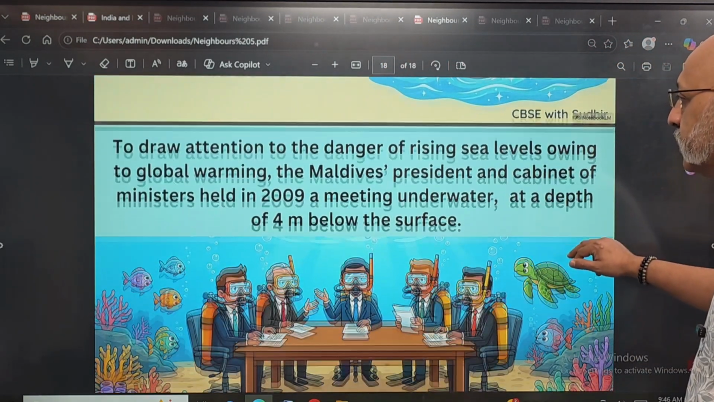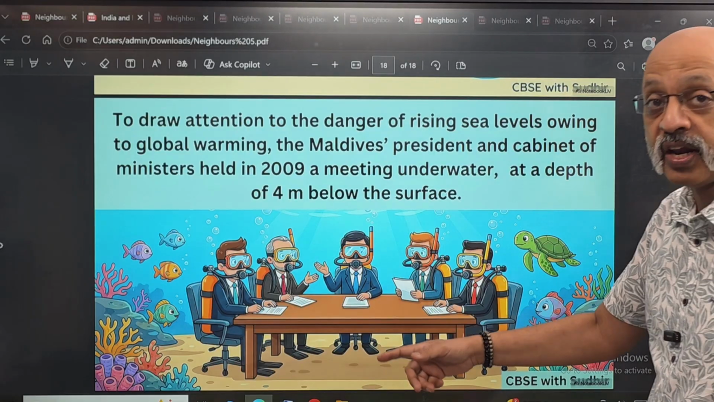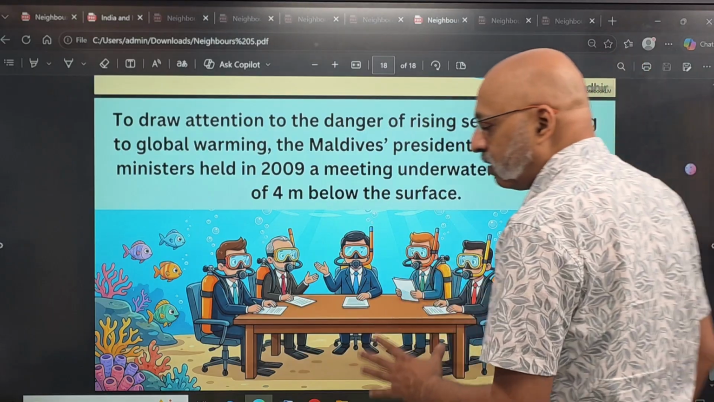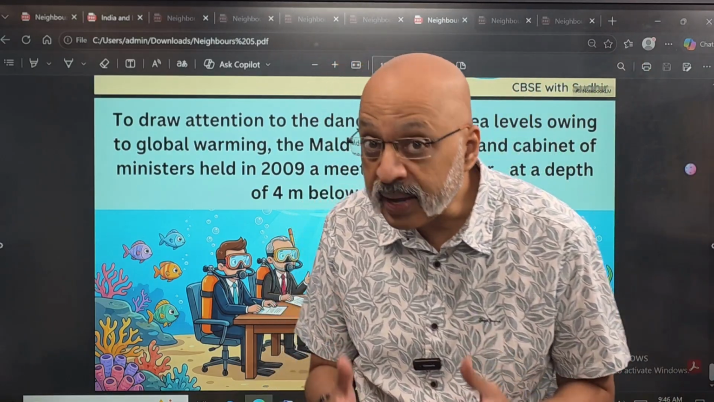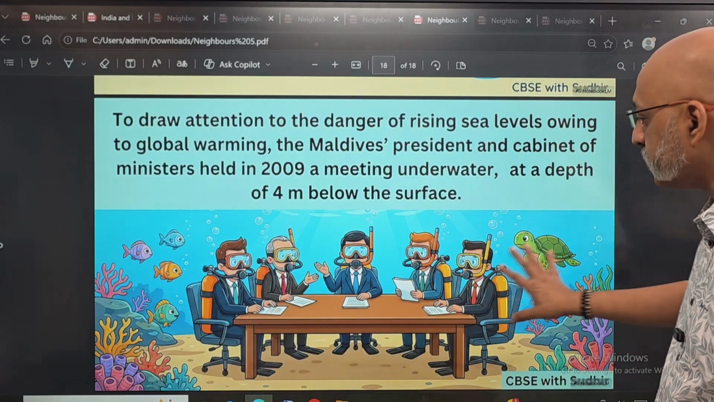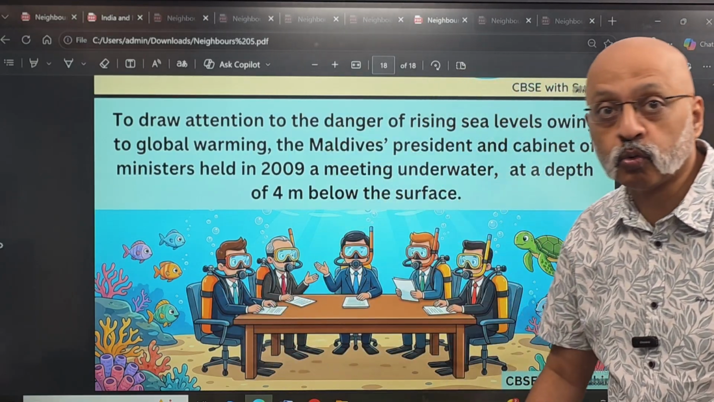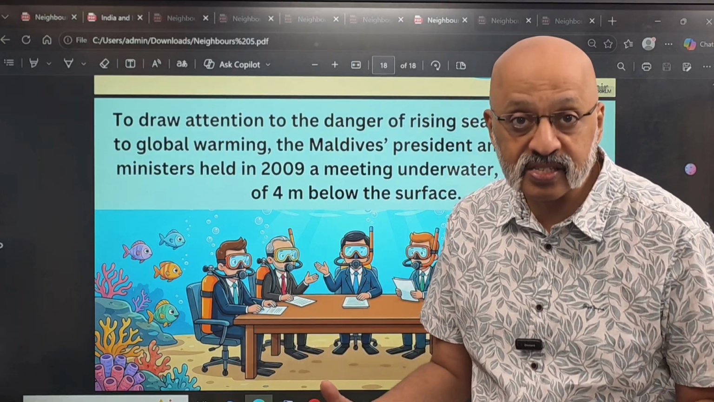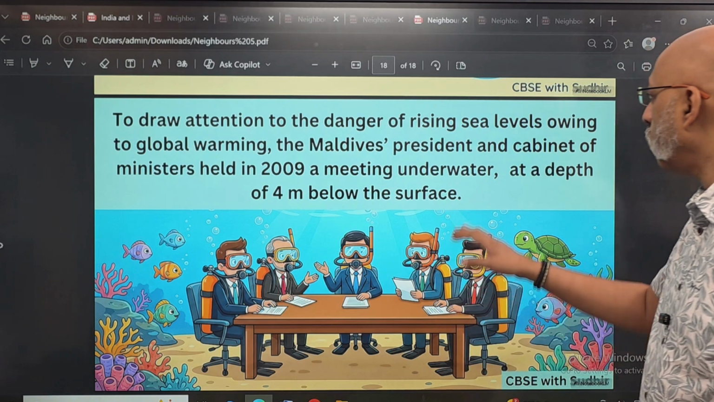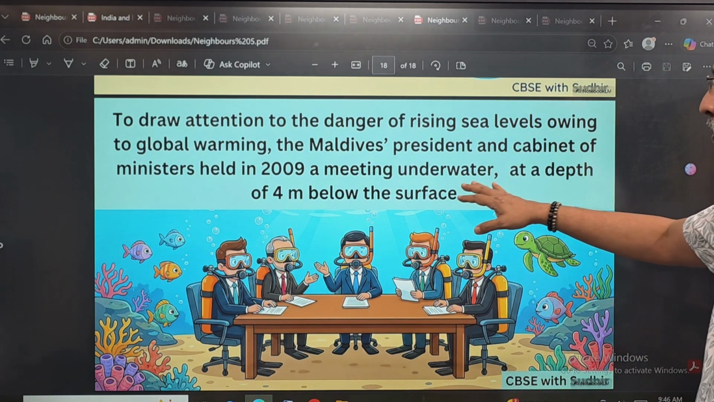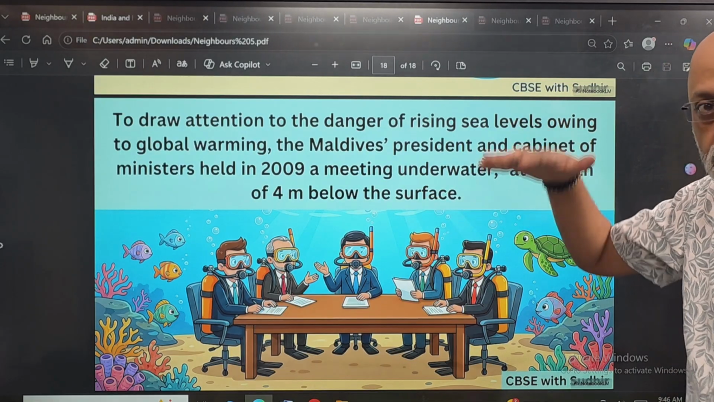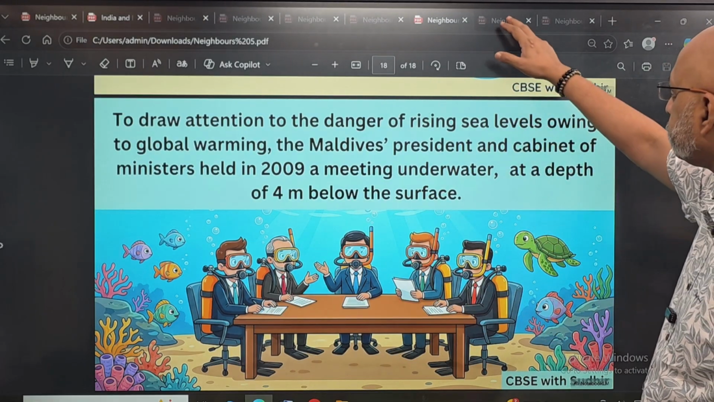To draw attention to the danger of rising sea levels, oh, this is something very interesting. You should go and Google it and read more about it. In order to convey that global warming is a major threat, what the cabinet in Maldives did in 2009 was that they held a cabinet meeting underwater. It was a majorly televised event to highlight the dangers of global warming. The Maldives president and the cabinet of ministers held a meeting underwater at a depth of 4 meters below the surface.